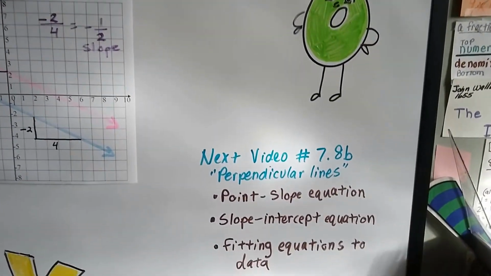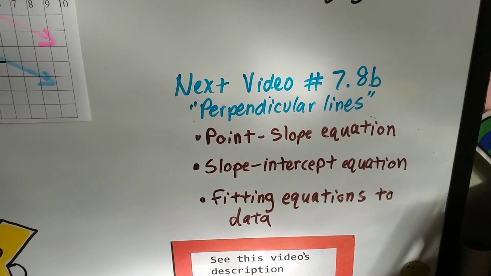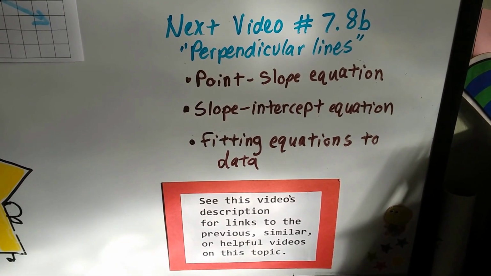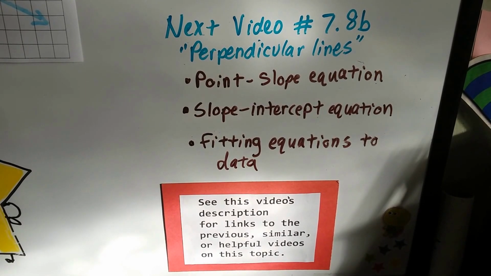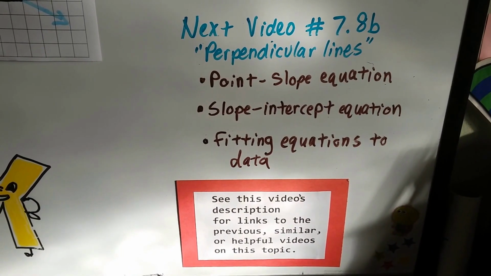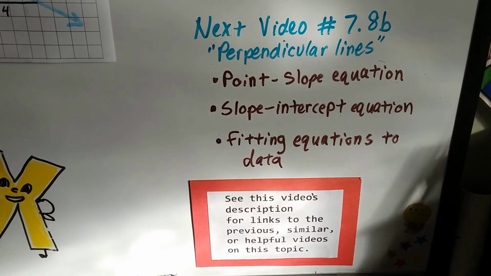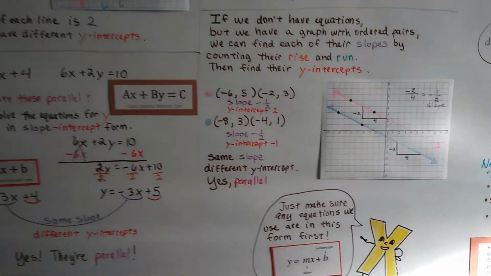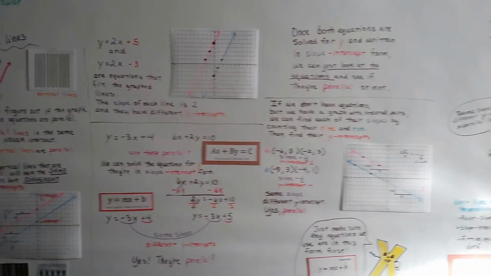Now we're going to talk about perpendicular lines next in 7.8b. And as always, in this playlist, if you want to go back to watch point-slope equation or slope-intercept equation videos, or our previous one of fitting equations to data, those links are going to be in here, okay? All right, on to perpendicular lines. They have 90-degree angles where they meet, don't they?